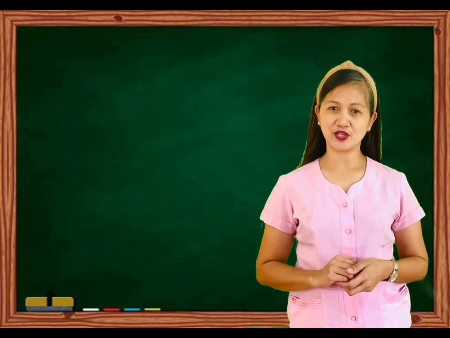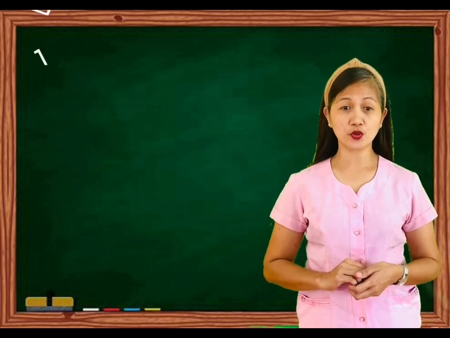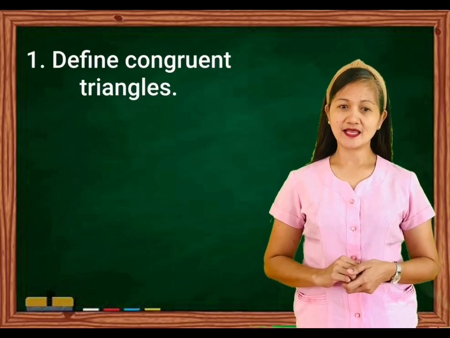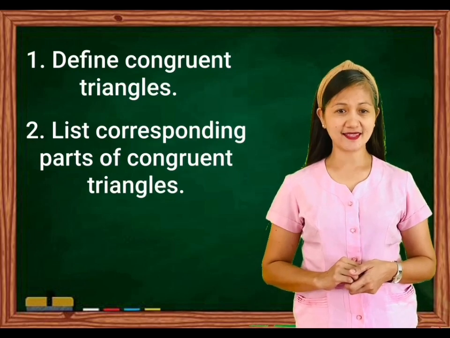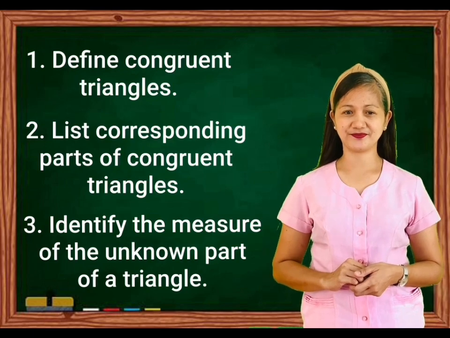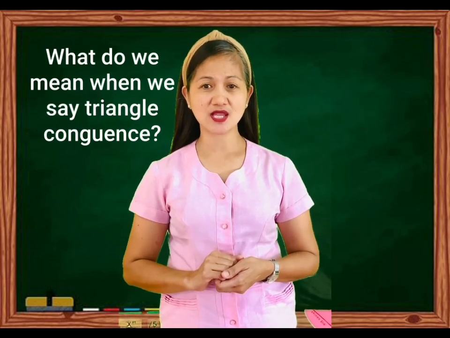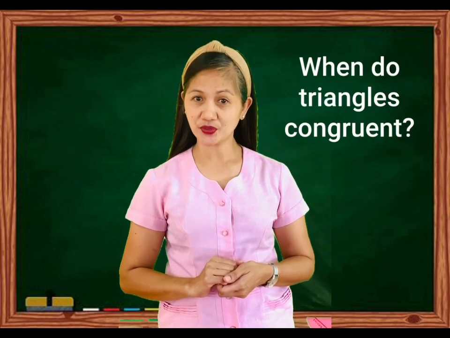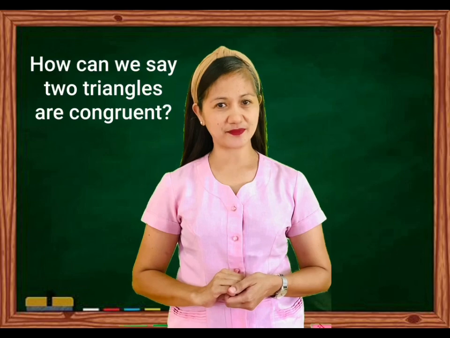After this video lesson, you are expected to define congruent triangles, list corresponding parts of congruent triangles, and identify the measure of the unknown part of a triangle. What do we mean when we say triangle congruence? When are triangles congruent? How can we say that two triangles are congruent?